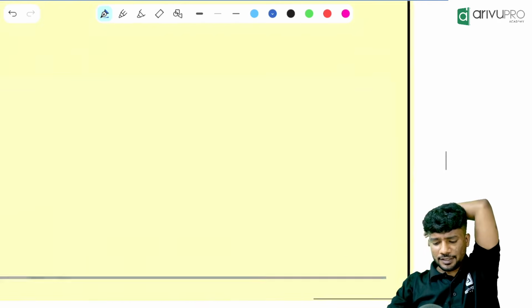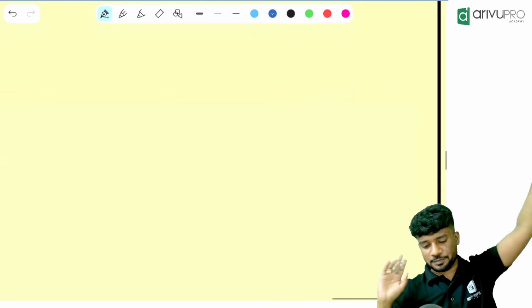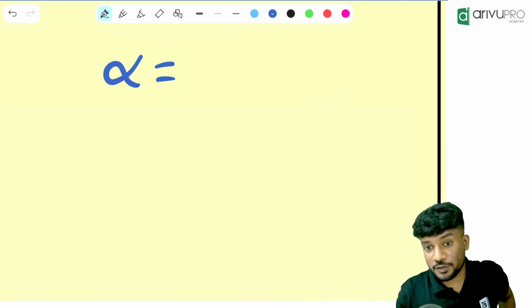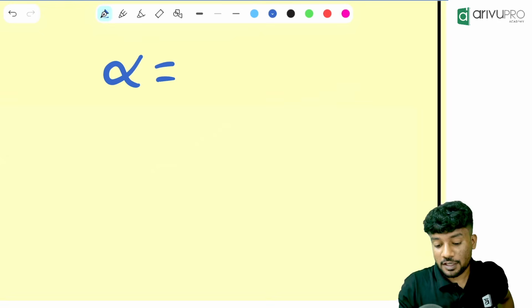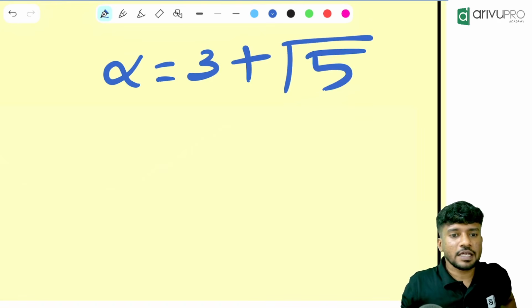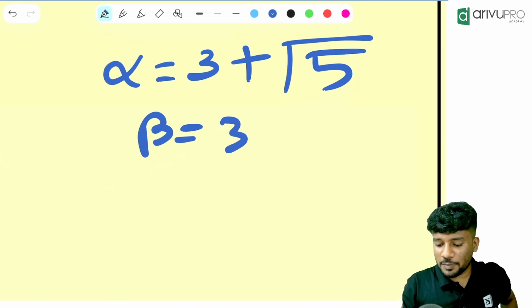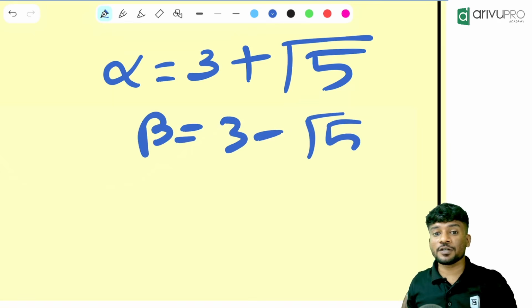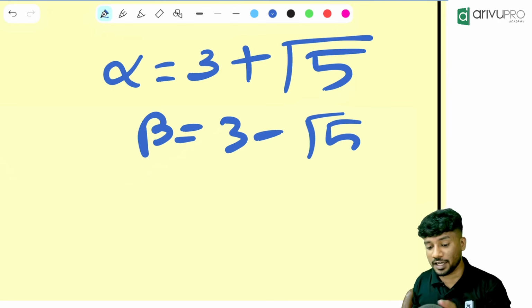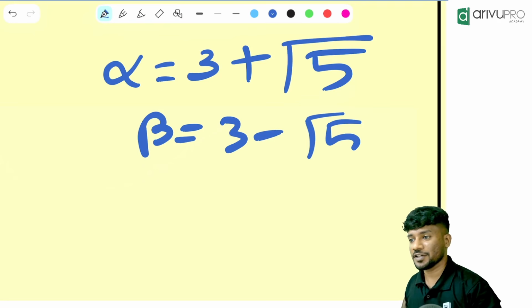Now one question for everyone. Listen carefully to me. Alpha, we found one of the roots. Okay, it is an irrational root, I am going to say. We found alpha is equal to 3 plus root 5. Can anyone tell me what will be beta? Beta will be 3 minus root 5. Why? Because only the sign of the irrational term is changing, correct? So I can say beta is nothing but 3 minus root 5.